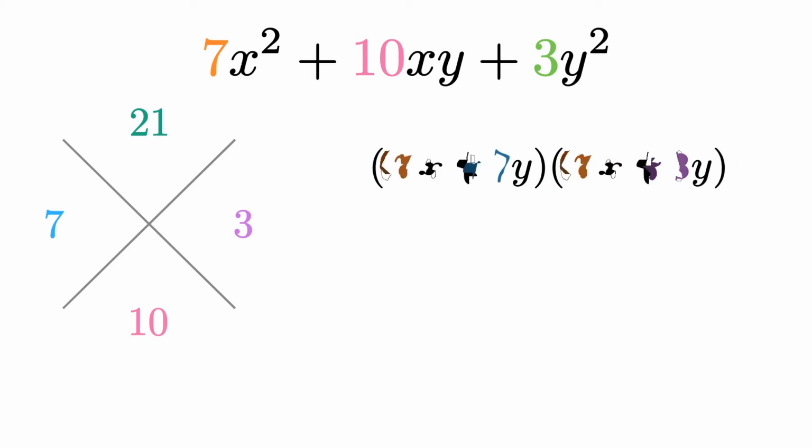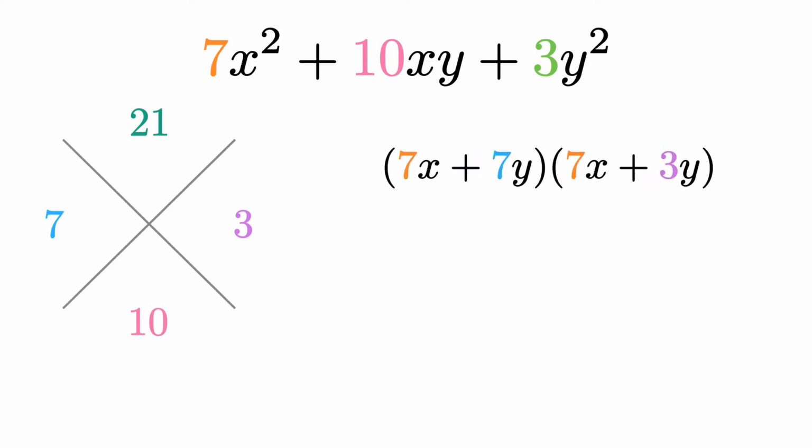Now from here, we're going to have to take an additional step, and what we want to do is factor either one or both of these groupings. And if you look at our first grouping, we have 7x plus 7y, and we can actually factor out a 7, and when we do that, it'll leave us with x plus y. For the second grouping, we just have 7x plus 3y, which isn't factorable, so we'll bring that down.